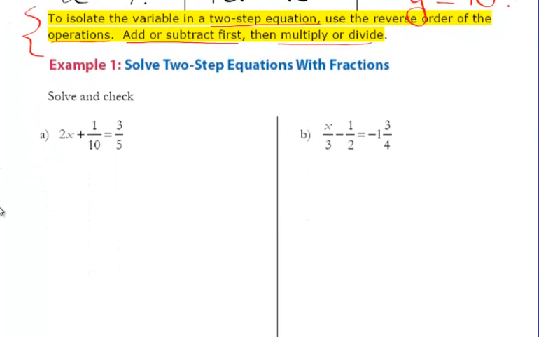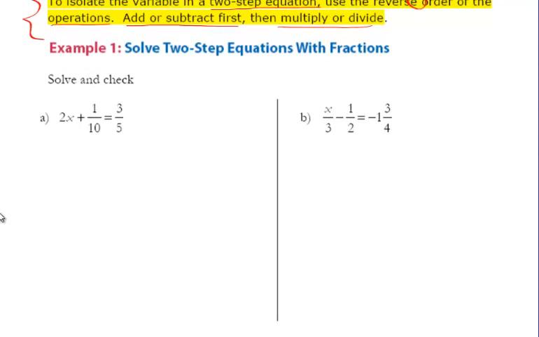So our next example here is we've got two equations, and the only difference with what we've just done there is that these ones involve rational numbers. So let's begin with the first one here. This is going to require us to remember a little bit of work about how we add and subtract fractions. So beginning off here, we've got 2x plus 1 over 10 is equal to 3 over 5.